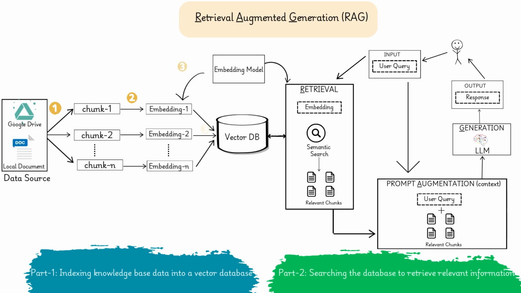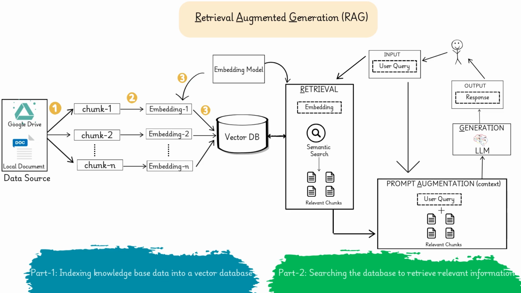Step 3. Embedding. Once the text is chunked, the next step is to convert those chunks into numerical vectors, embeddings, that represent their meaning. The quality of these embeddings determines how well relevant chunks can be retrieved for a given query.